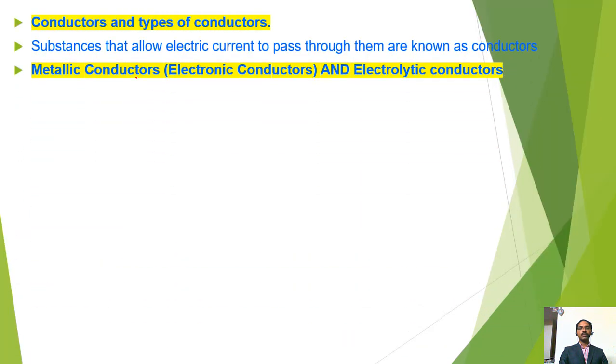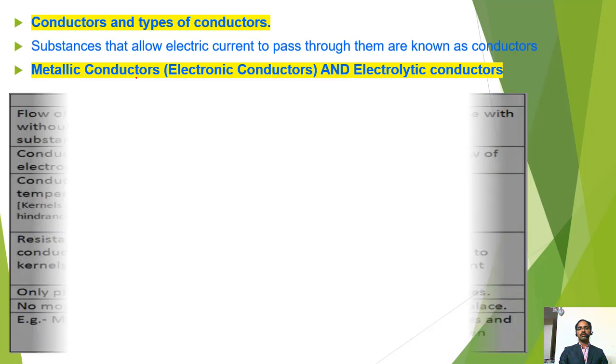Now, conductors and types of conductors. First, we have to know what conductors are. The substances which allow electric current to pass through them are known as conductors. These are mainly two types: metallic conductors and electrolytic conductors. Metallic conductors, we know, are copper, silver, gold, iron. Electrolytic conductors are generally all solutions which are ionizing, like HCl solution, NaOH solution, NaCl solution.